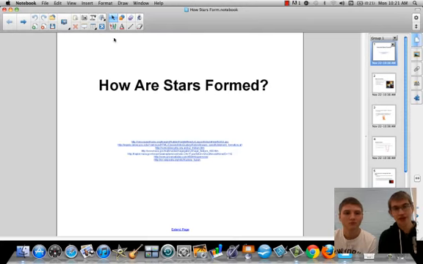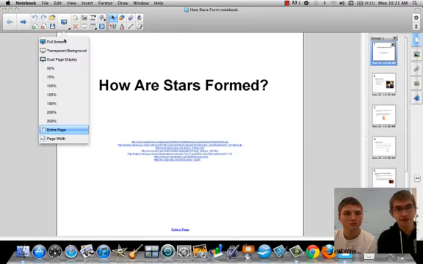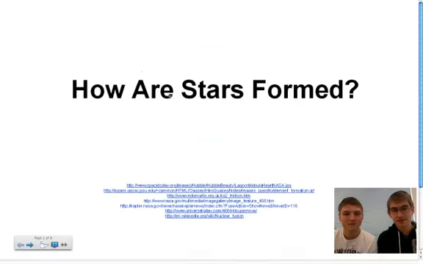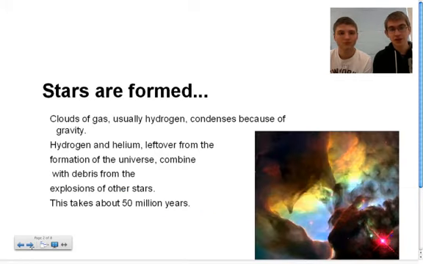So, how are stars formed? Well, let's find out. Stars are formed when clouds of gas, usually hydrogen, condense because of the gravity that's pulling them together. Like I said, it was hydrogen and helium, usually left over from the formation of the universe, and also debris from the explosions of other stars that existed thousands of years ago.